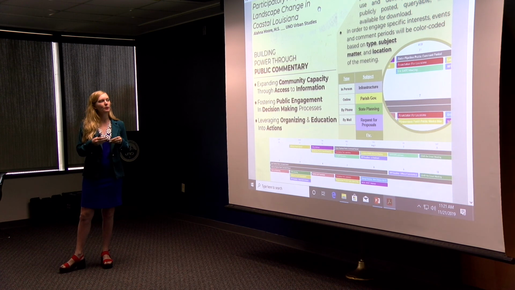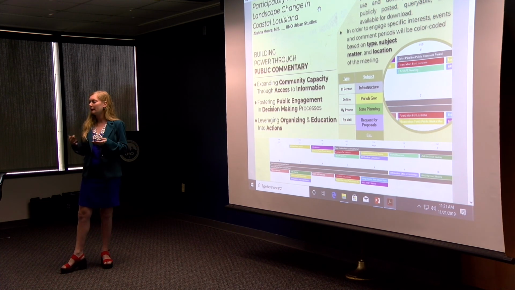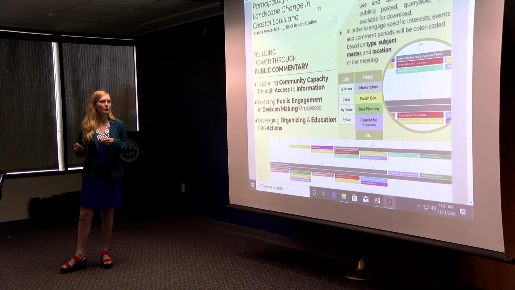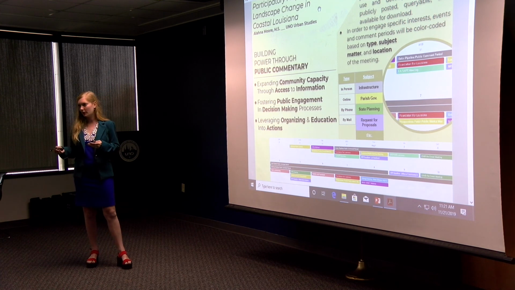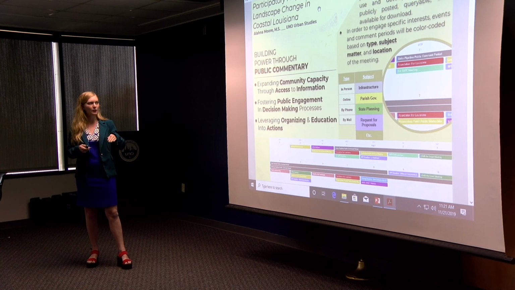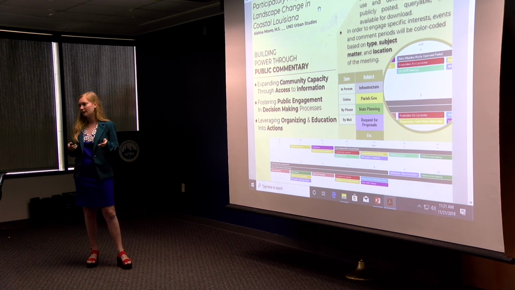And I'm going to separate events based on the type, whether the meeting is in person, online, by phone, or by mail that is accepting comments, as well as the subject. So if you're concerned about infrastructure in your state, or if you're looking to do work simply on the parish level, we're going to have different calendars color-coded so you can actually download the specific calendar that pertains to your interest in your area.